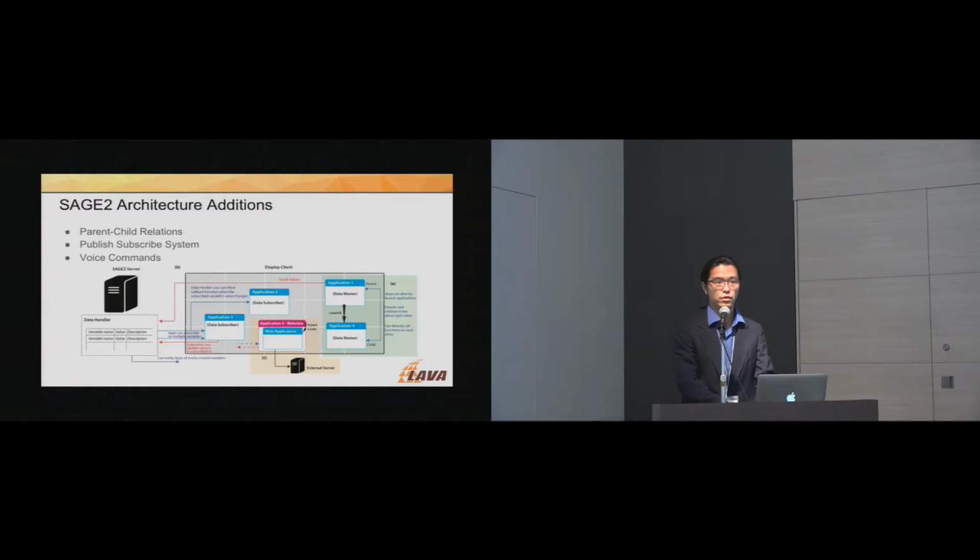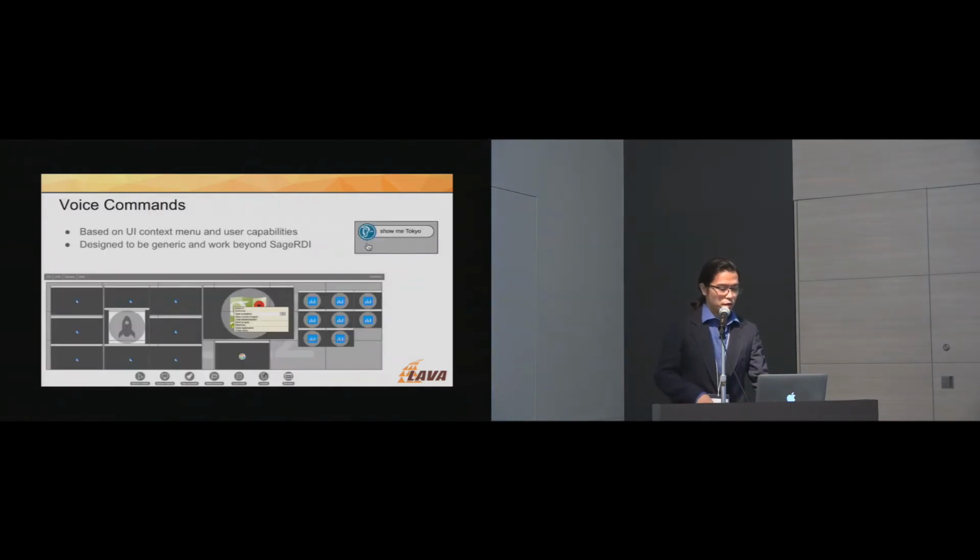Finally was the voice commands. For voice commands, we tried to make it generic such that it will work beyond our system, based on the UI context menu and the user capability system, which is a pre-known list of values. So when you click over an app and tell it something, the converter will process it, look up all available commands for that application, try and match it up, and then issue the command.